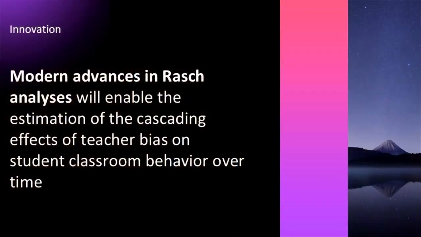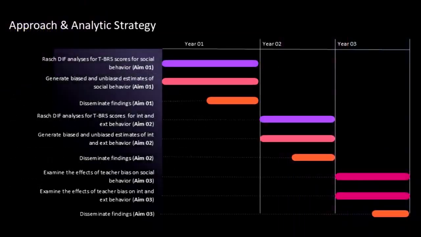So what we're going to do is continue to use Rasch analyses. We've looked at many-facet Rasch models comparing teachers to look at rater effects, and then Rasch models without the many-facet component, in order to really estimate and showcase these cascading effects of teacher bias on student behavior ratings. This is essentially my idea, is to break it down and look at social behavior very specifically in year one, and then externalizing and internalizing in year two, and then in year three to look at those cascading effects using that longitudinal data set that has that rich data.